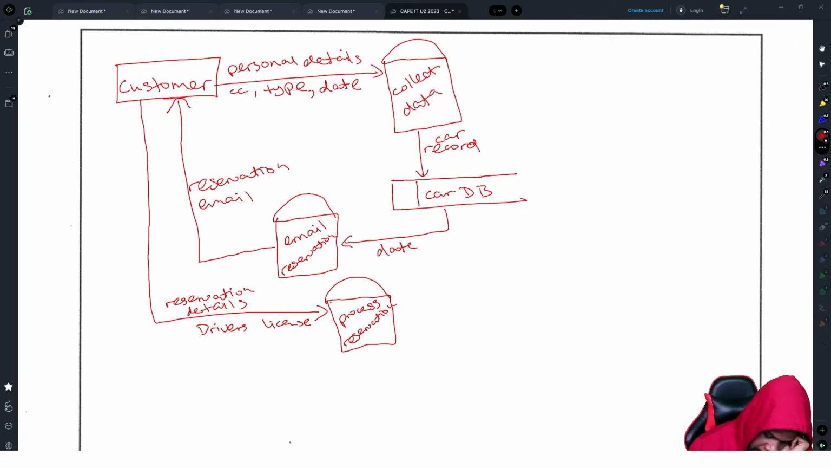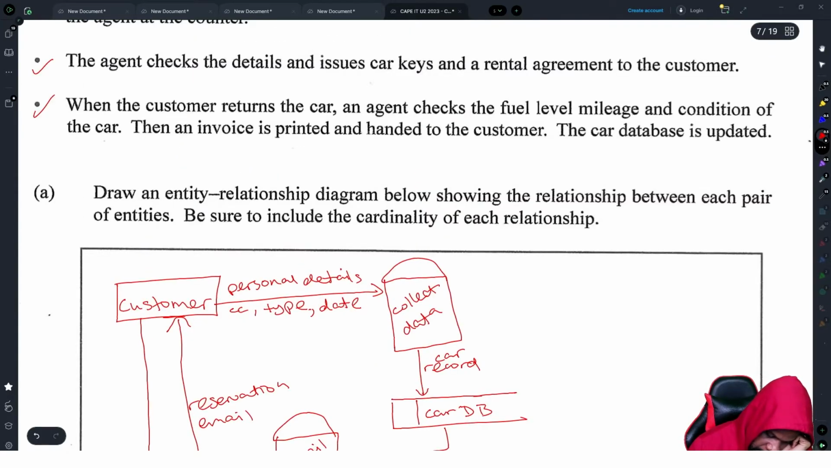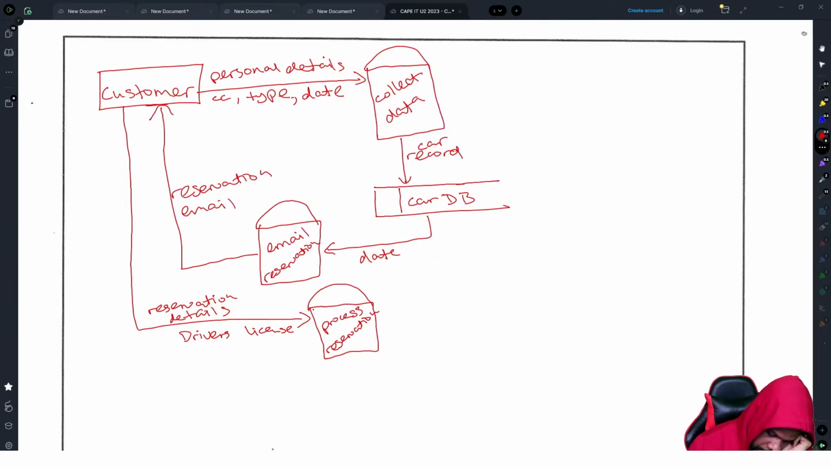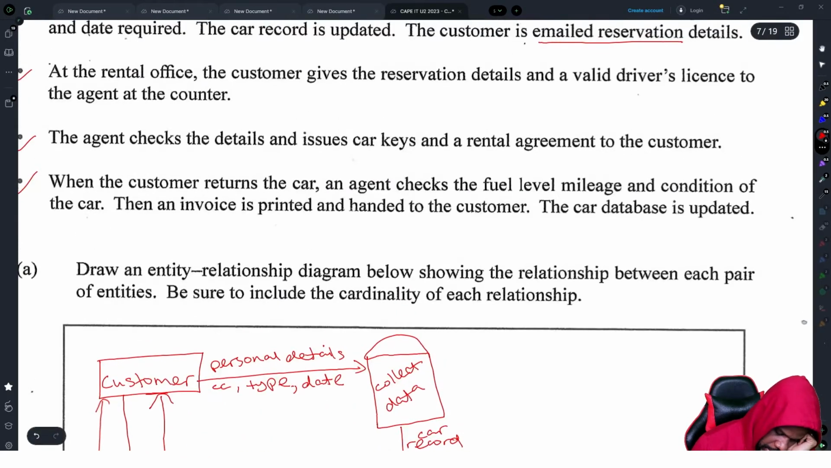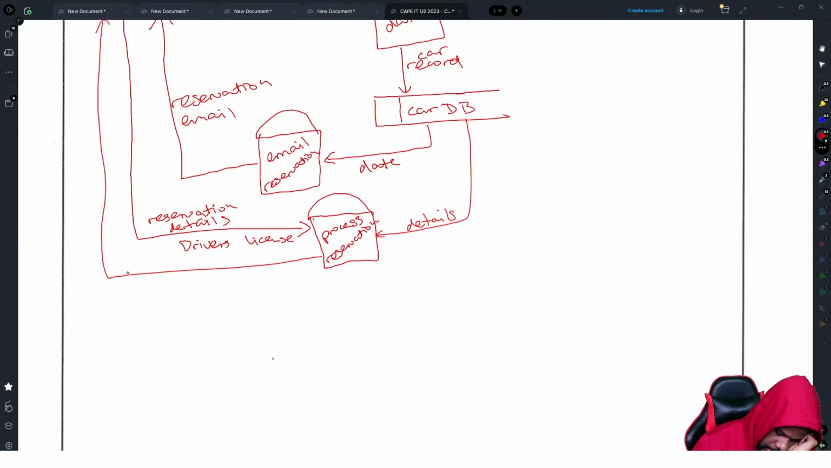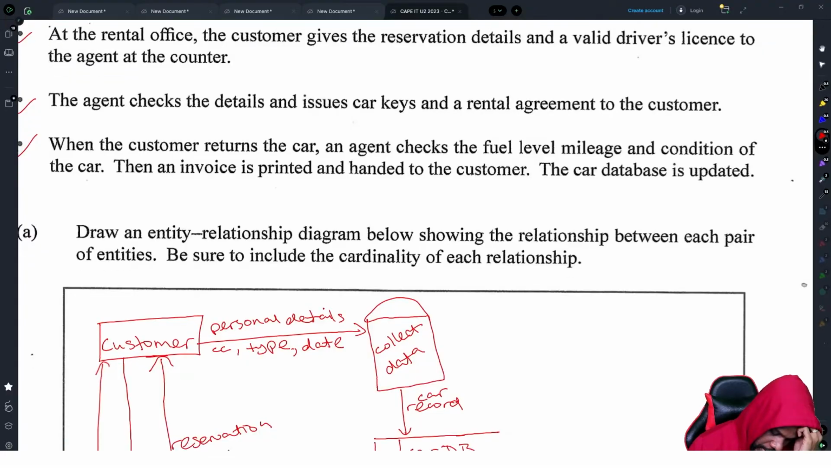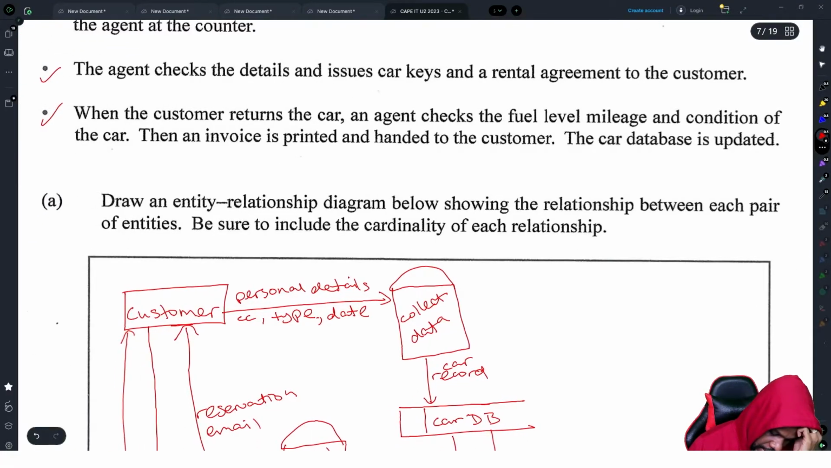Checks the details and issues the car keys. You'll have to pull the details from here. That'll be the input. And then once you check the details, you send it back up to him and be like, all right, cool, I'll give you your keys and rental agreement. Keys and rental agreement, that's our input, process, output there. When the customer returns the car, the agent checks the fuel level, mileage, and condition of the car. Then an invoice is printed and handed to the customer.